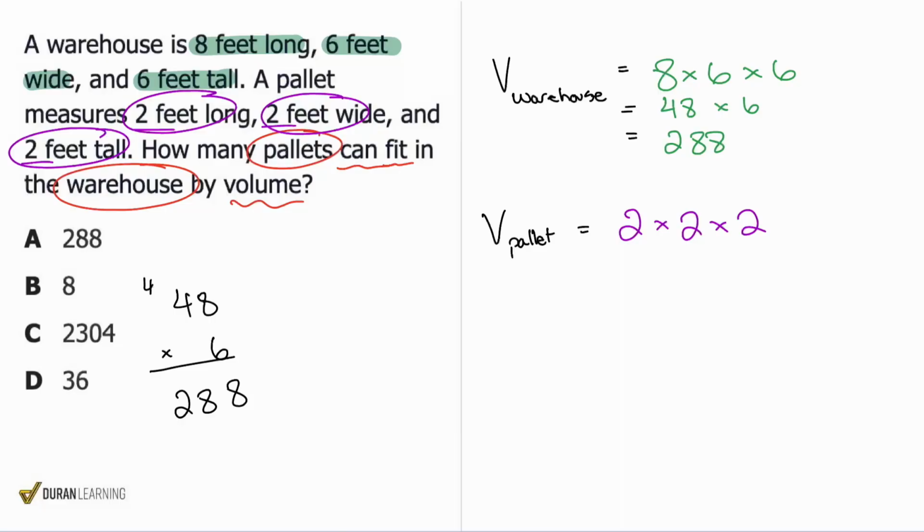From here, we have the pallet, which is going to be 2 times 2 times 2. 2 times 2 is 4. And then if we multiply by the 2 again, we end up getting 8. So everybody, do we now see the two values, the two volumes that we're going to be dividing? Do we now see those plain and clearly? Good. So now what we're going to do is divide them.